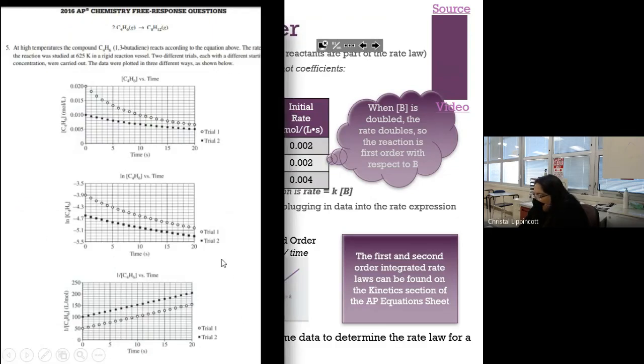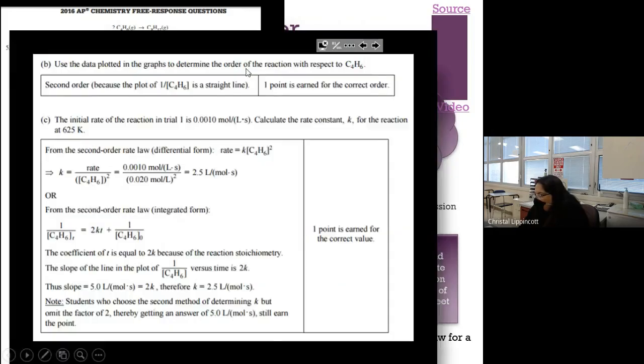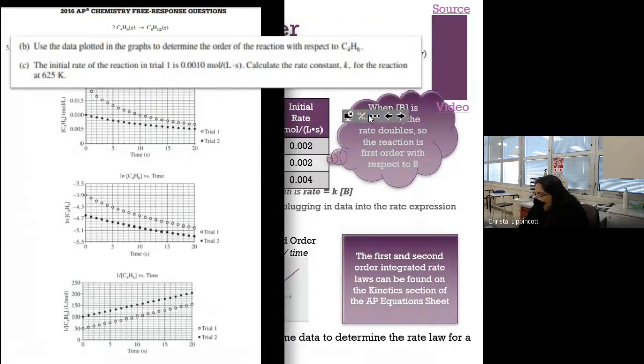They will oftentimes show you graphs like this and get you to try to figure out what's going on. We've got these 3 different graphs here. This is set up so that if this was a straight line, it would be 0 order. If these were straight lines, it would be first order. And if these were straight lines, it would be second order. So you're going to use the plotted graphs to determine the order of the reaction.